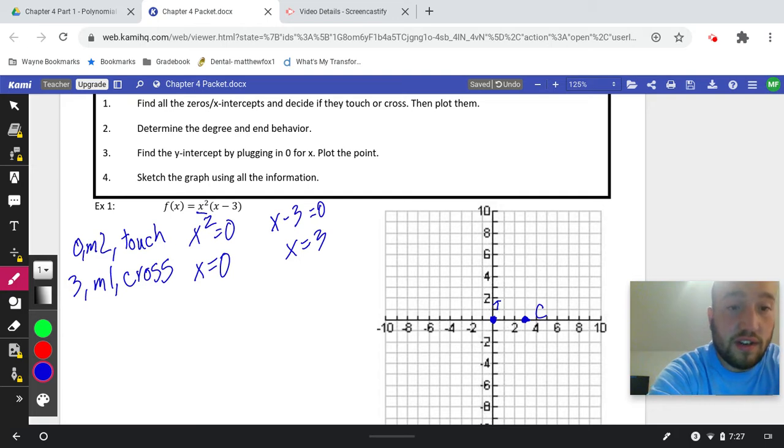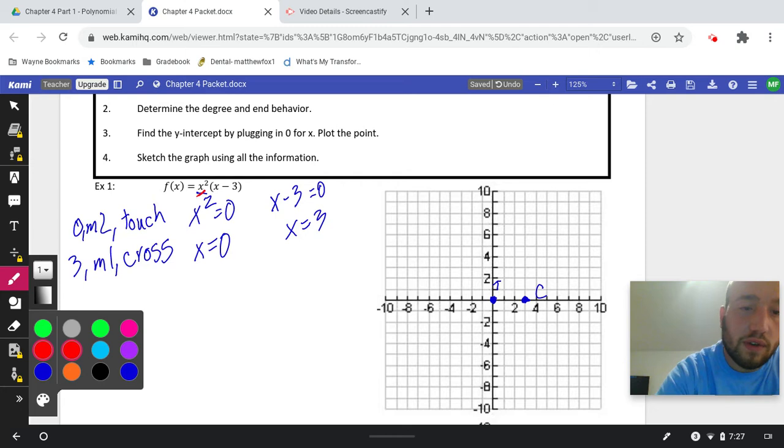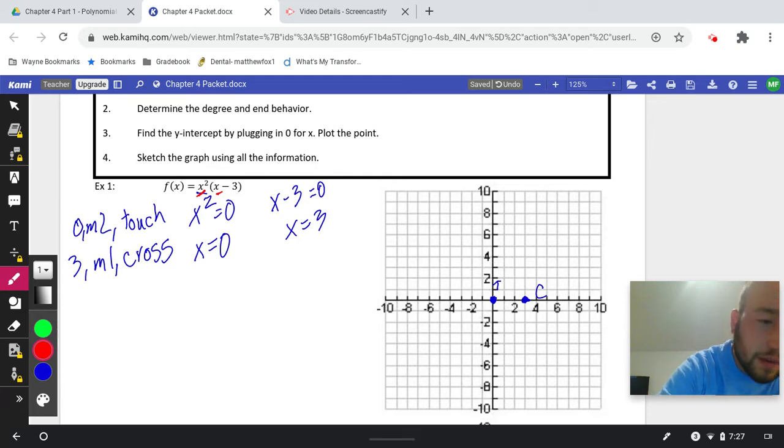Step 2, we need to determine the degree and the end behavior. Okay, so remember, we do this by adding up our x's. So 2, I'll do this in red, we have 2 from this one, 1 there. So 2 plus 1 gives us 3. So we have a degree of 3. And our end behavior, since it is positive, that means it starts below and ends above.